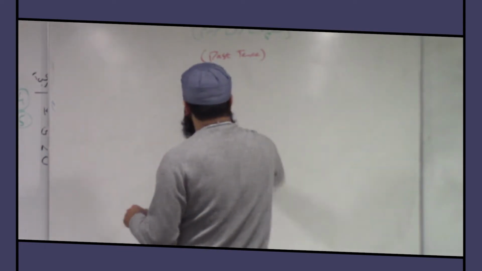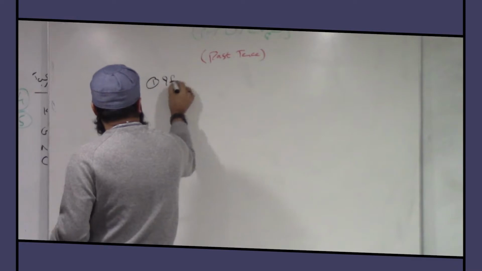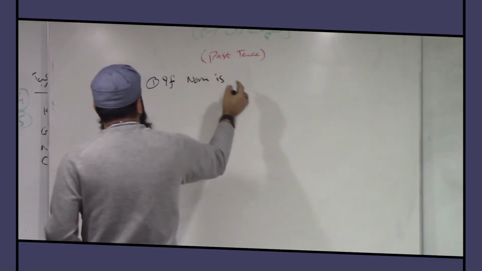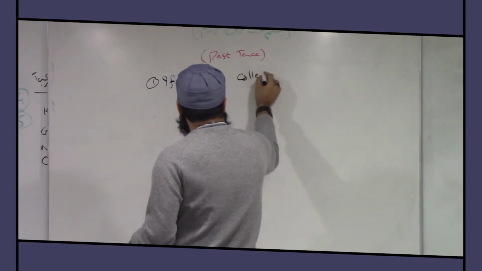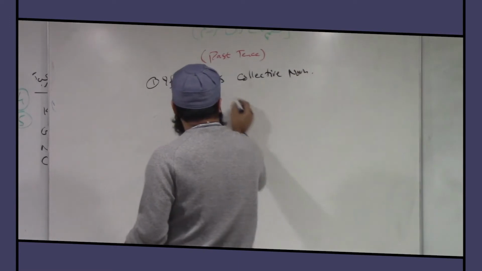So here are the 4 conditions. First one is if the noun is a collective noun. Collective noun. What are they again? Like al-qawm.